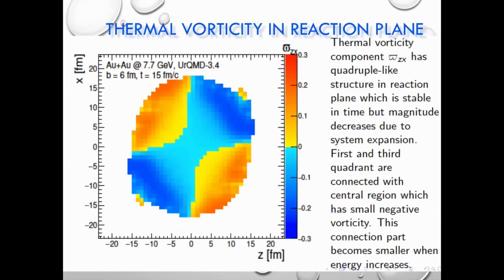Okay, Raman, we can skip the next 2 slides because they show the behavior of baryon chemical potential and strangeness chemical potential. Yes, and we are coming to thermal vorticity in the reaction plane. So why the reaction plane, ZX? This plane is very important because it's parallel to the angular momentum of the system.